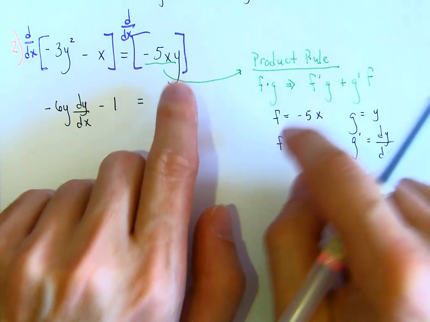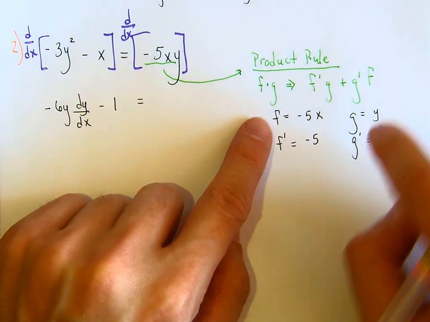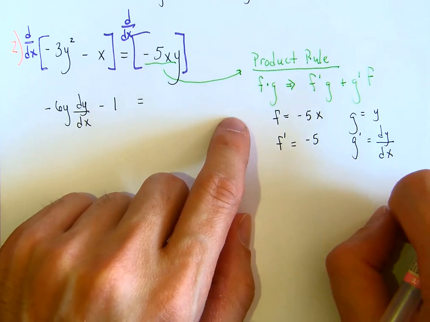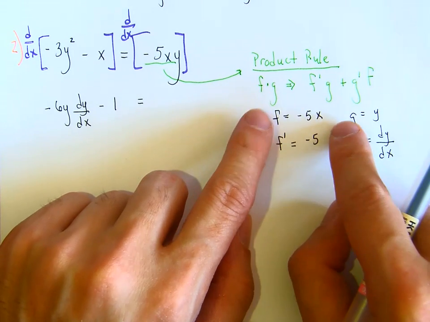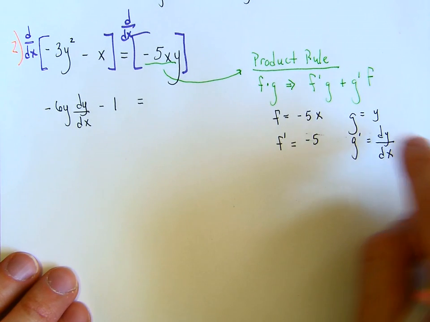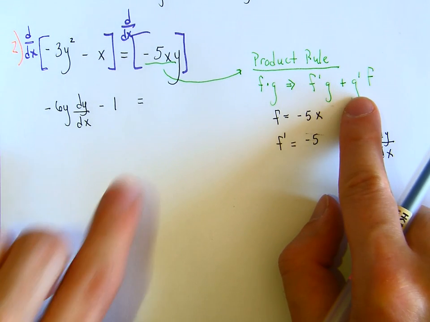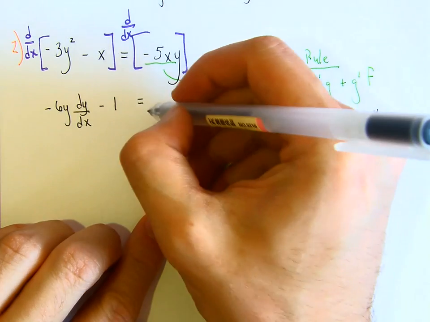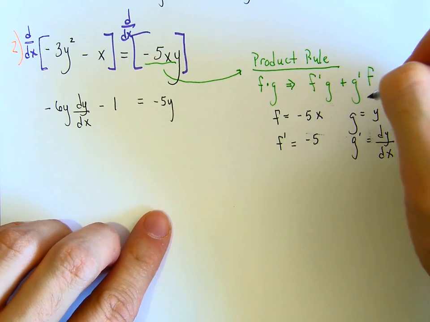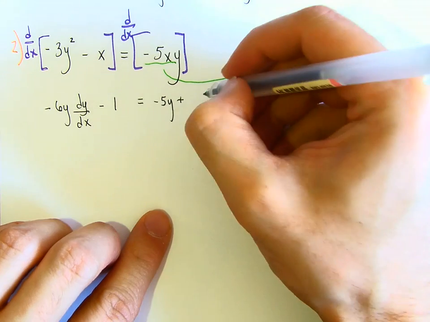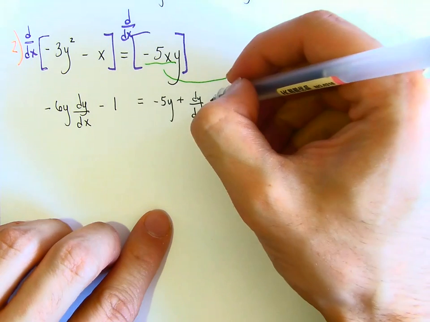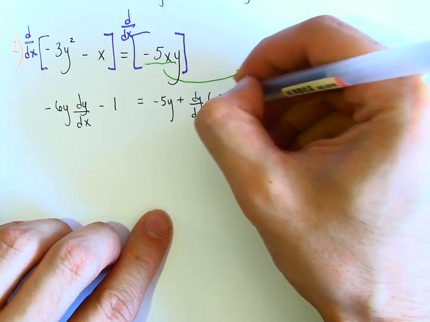Okay? If you felt like you had confusion on what would be the f and what would be the g, please bring that up tomorrow or email me so I could clarify why the f is -5x and the g is y. Okay, so now we just have to put f prime g plus g prime f over here. So f prime is negative 5 times g, so it's negative 5y, plus g prime, so it's dy dx, times f, which is negative 5x.